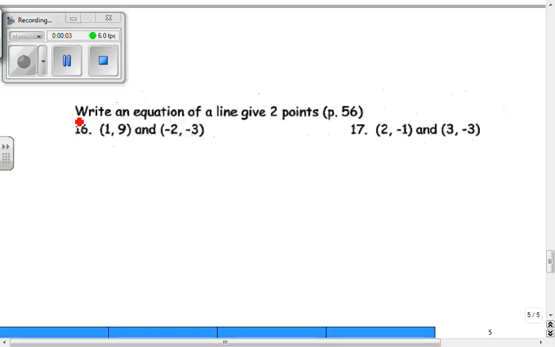Okay, this problem asks us to write an equation of a line given 2 points on the line. Okay, we know that the format of a line is y equals mx plus b, where m is our slope and b is our y-intercept. Okay, so let's look at this. All we have is 2 points. For an equation of a line, we need our slope and our y-intercept. So let's see what we can start with.